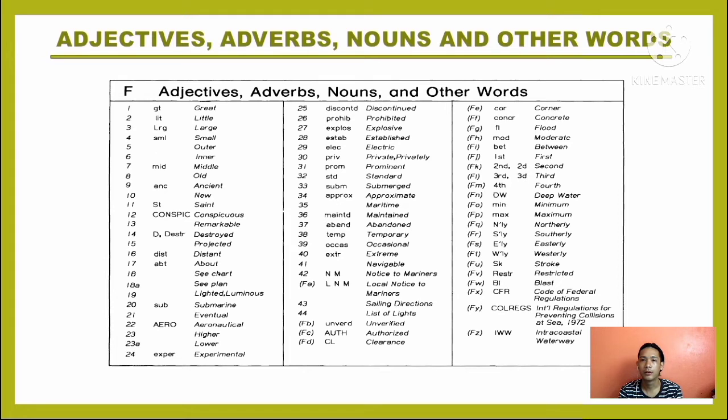In this slide, we will talk about adjectives, adverbs, nouns, and other words that are used or that we can find inside the nautical chart, abbreviations, and symbols. As we can see, the different words are used in order to indicate the description of a particular location. Also, it is a guide for every seafarer to determine the area or to have knowledge of that location. For example, if an area has a destroyed object, we can see in the chart that it is labeled with D.dest to know that that area has a destroyed object.